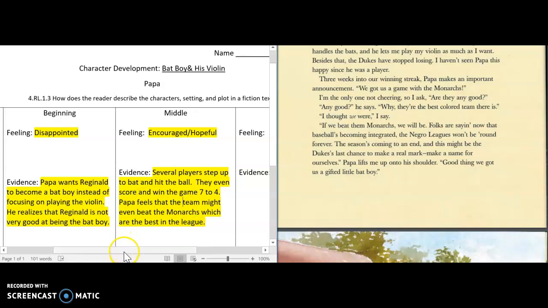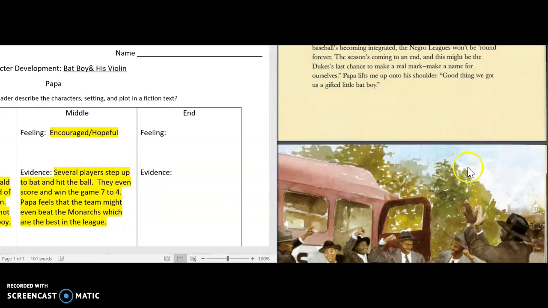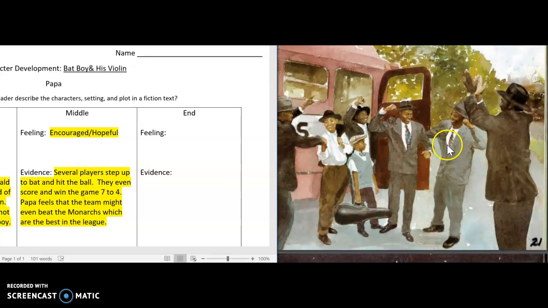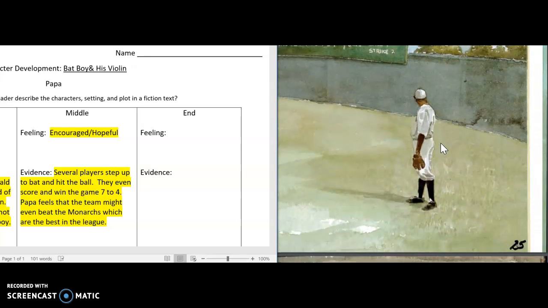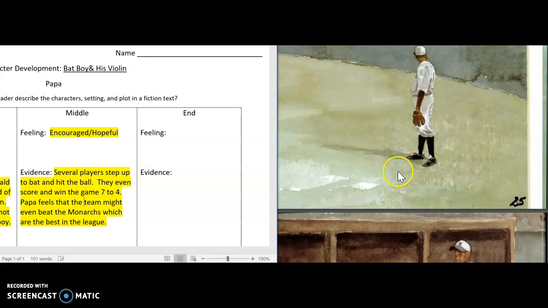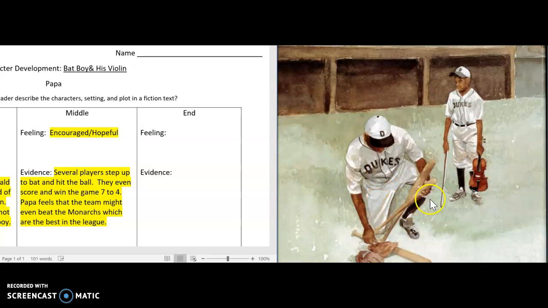So now we're going to focus on the end of the story and how Papa's feeling here at the very end. Well, we know that they go on, they play the Monarchs, and unfortunately, here's an illustration that supports that part of the text, that they hit the ball. It was like a tied game, basically. Reginald's playing the violin, but then one of the Monarchs' players steps up and he hits the ball right out of the park. They score and they end up winning. You can see here Reginald's kind of hanging his head low. Papa's picking up the bats. So we might think that the end of the story is that Papa feels discouraged or upset.